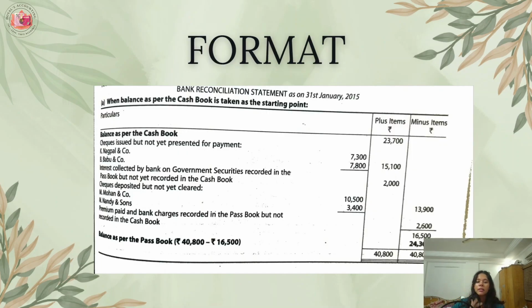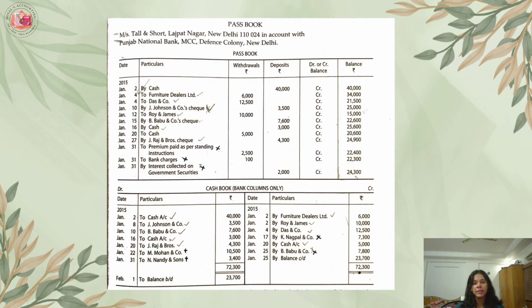Okay. Now, bank reconciliation statement we have understood. We saw the passbook and the cash book, and then we saw the differences between the two. So now we can prepare the bank reconciliation statement taking either the cash book balance in the beginning or the passbook balance in the beginning. So the aim is to reconcile both balances.